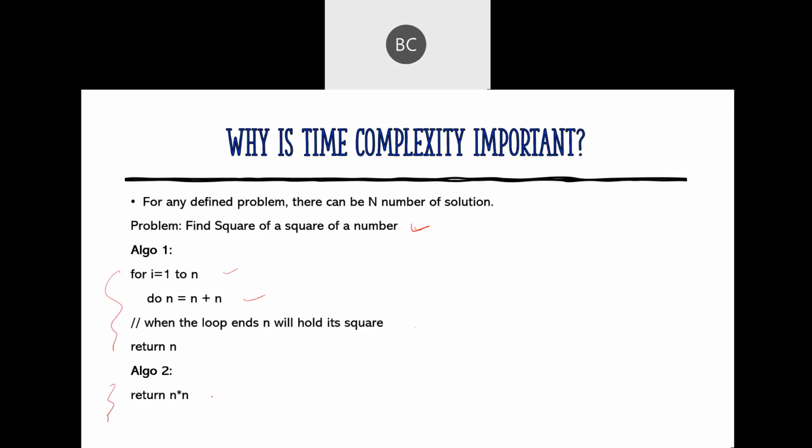And the second algorithm is just one linear algorithm. You are simply returning n into n. So, two algorithms. One algorithm is taking 3 lines, and the second algorithm is taking a single line. So which algorithm will be faster according to you? Algo 1 or Algo 2? Algo 2. Why? Because it's just taking a single line.